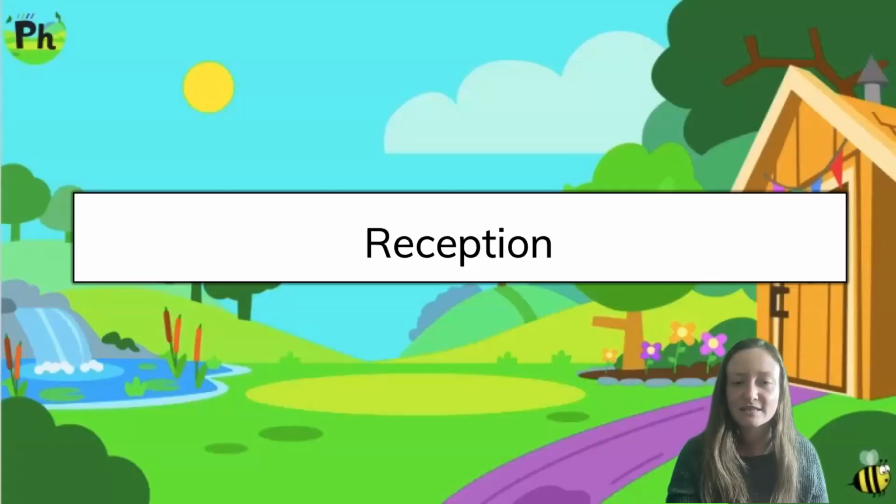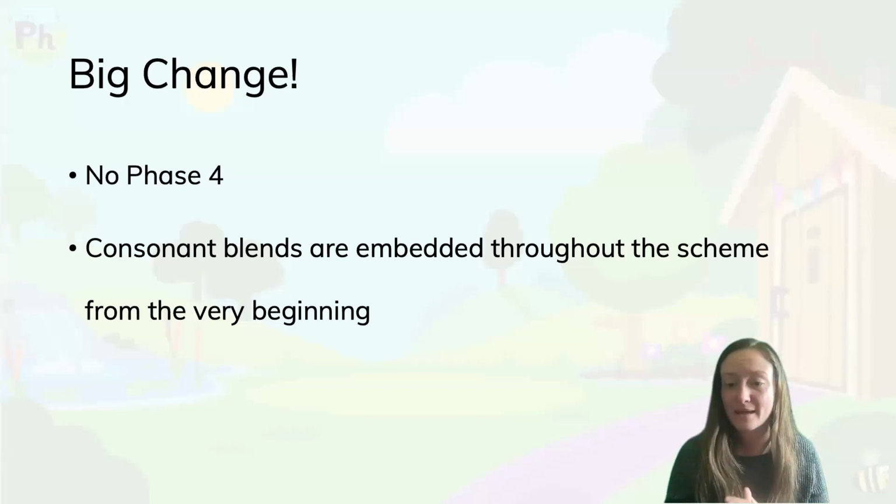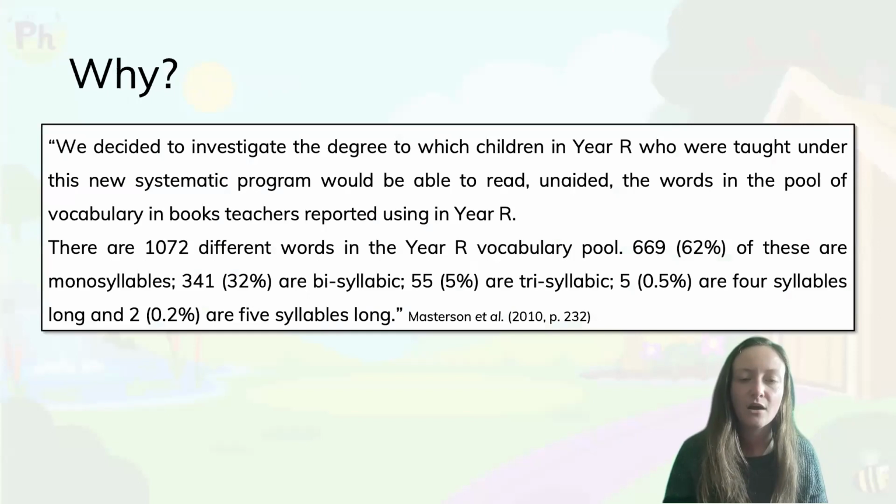And then into reception, there's quite a big change. We don't have phase 4. So that's our biggest difference between letters and sounds. Consonant blends are embedded throughout the scheme from the very beginning. So even in some of that chapter 1 with the oral blending and segmenting, children might be using some consonant blends. We did this because there's a lot of research showing that children maybe don't need that direct teaching of the consonant blends all the time.